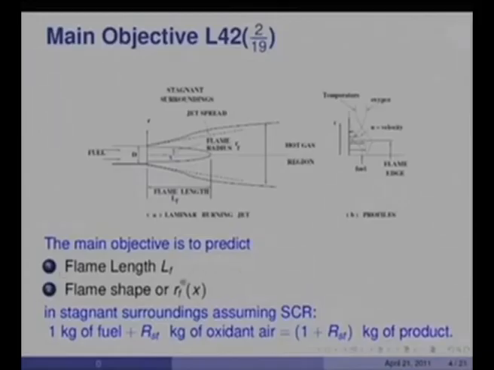So, the main objective is to predict the flame length Lf and flame shape, which means the function Rf of the flame as a function of x. In order to make life simple, we again use the simple chemical reaction as the combustion model. So, in stagnant surroundings and assuming a simple chemical reaction, I can write 1 kilogram of fuel plus RST kilograms of oxidant air, RST being the air fuel ratio, gives me 1 plus RST kg of product. The postulated chemical mechanism is simply a simple chemical reaction mechanism, and our interest is to predict Lf and Rf as a function of x.